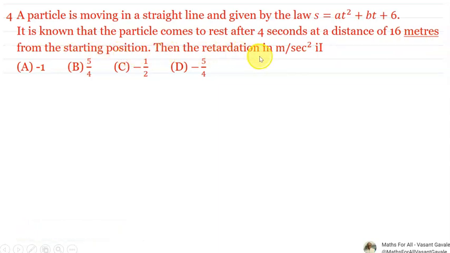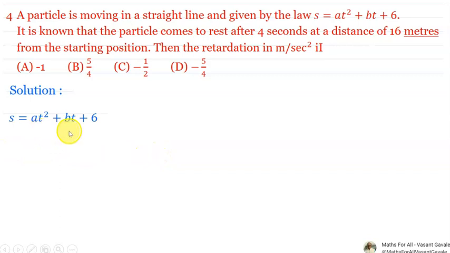Then the retardation in meter per second square is: option A is minus 1, B is 5 by 4, C is minus 1 upon 2 and D is minus 5 by 4. Okay. तर या ठिकाणी मायनसच त्याचा आन्सर असणार आहे. ओके, नाउ विल सी दिस हियर.